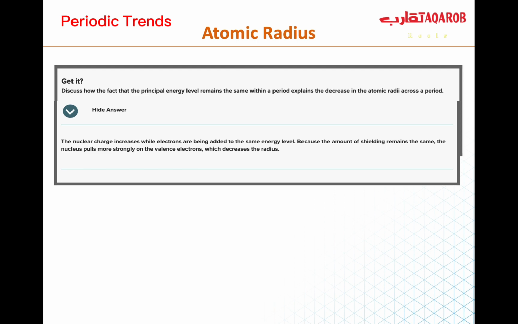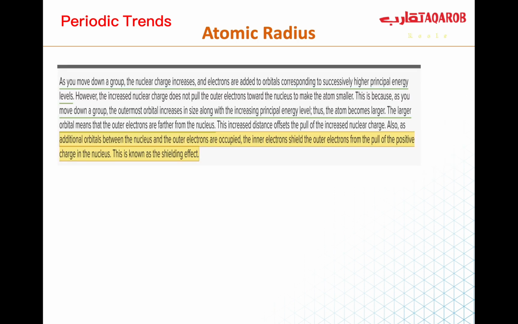Now, discuss how the fact that the principal energy level remains the same within a period explains the decrease in the atomic radii across the period. As we said, the nuclear charge increases while electrons are being added to the same energy level, because the amount of shielding remains the same. The nucleus pulls more strongly on the valence electrons, which decreases the radius.